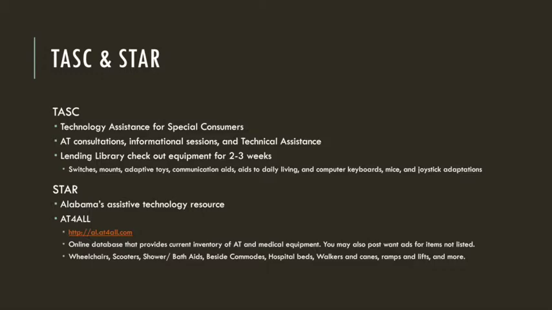STAR is Alabama's assistive technology resource. AT for All is their lending library. It's an online database that provides current inventory of AT and medical equipment. You may also post want ads for items that are not listed. These items can include wheelchairs, scooters, shower bath aids, bedside commodes, hospital beds, walkers, canes, ramps, lifts, and more.